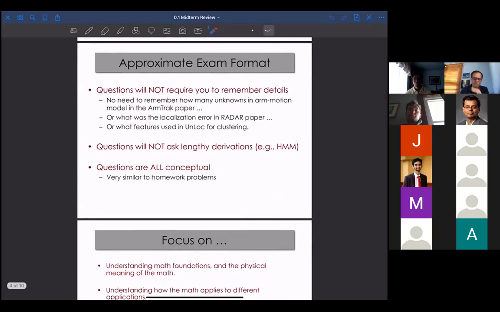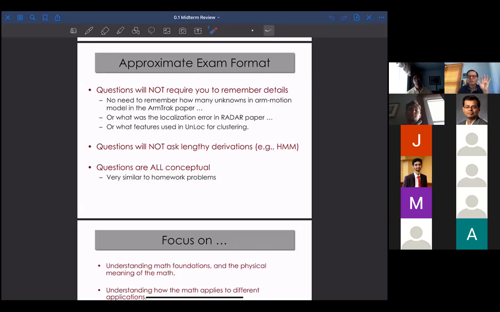Questions will not require you to remember any details. No one's going to ask how many unknowns there are in the arm motion model in ArmTrack, what the localization error was in the radar paper, or what features are used in UnLock. None of those will be asked. All the questions will be very conceptual and very similar to homework problems, not the difficult homework problems, but the conceptual ones.